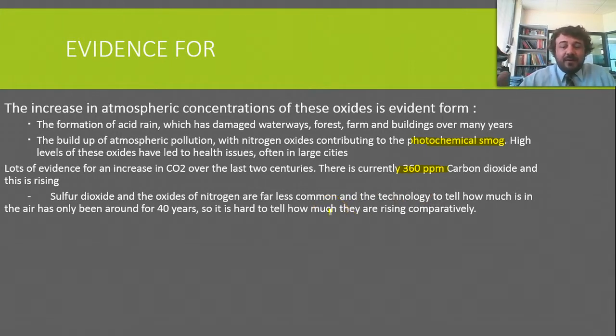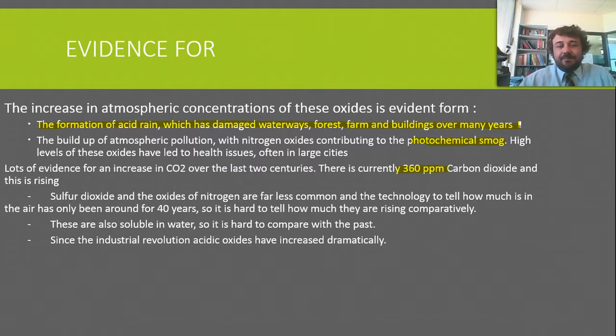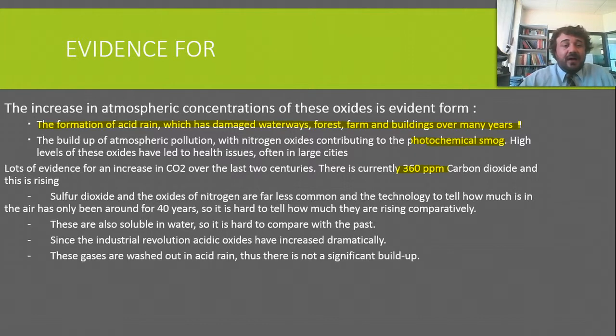Beyond that time, there is, like I said, the secondary evidence, the effects of it, which we can see, and they've been occurring since the Industrial Revolution. They're soluble in water, so it's tough to compare with the past. But we know that the acidic oxides have increased dramatically because we know what we're putting into it. We know that we're pumping much, much more sulfur dioxide into the air than would naturally be there. Because these gases are soluble in water, they get washed out in the rain, so there's not a huge buildup in the atmosphere.